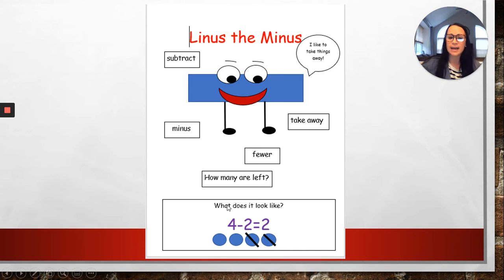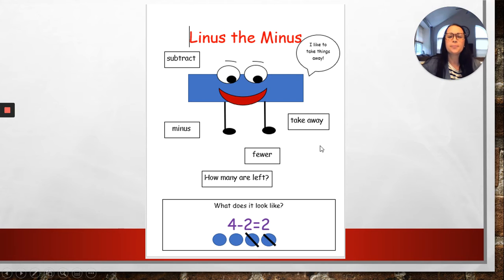So let's see what it looks like. Down here I have a problem. 4 minus 2 equals 2. That is a subtraction sentence. And just like yesterday when we learned our strategies, I showed you how to solve this problem by using a drawing strategy. So I had 4 blue counters because 4 is the bigger number in front of our subtraction sign. We're subtracting 2, so I crossed 2 out. And that shows us that the answer is 2 because I have 2 left.